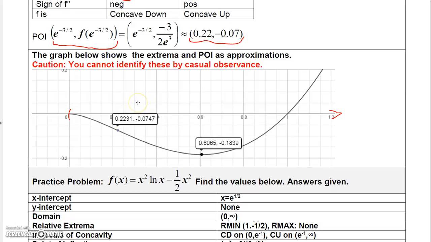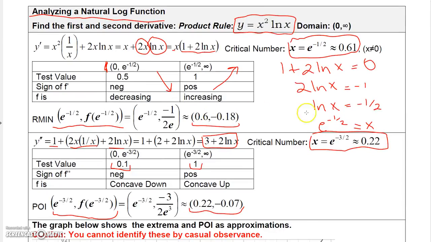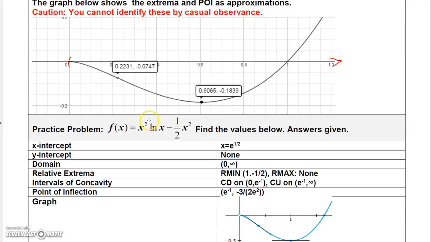Now we found out a couple things. We know that we're going to get a relative minimum at x equal e to the negative 1/2. So this point right here, even though it's approximately 0.6, it's actually x equal e to the negative 1/2 that is the actual x value. So that's the exact answer for that x value. And then the y value you can look up there to see. So there's your relative minimum there.